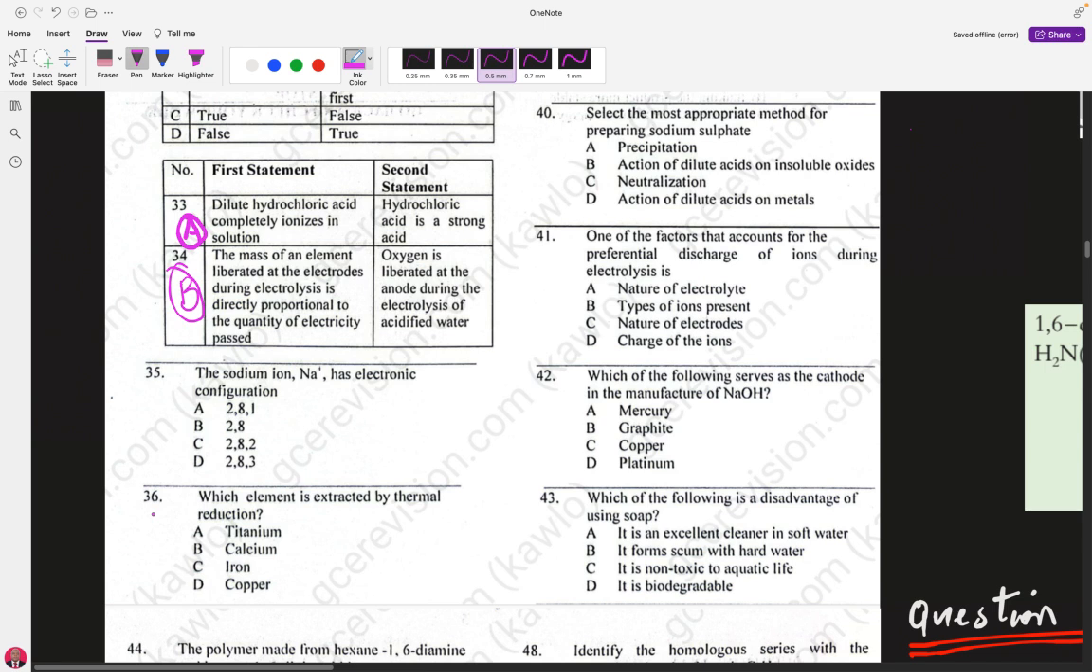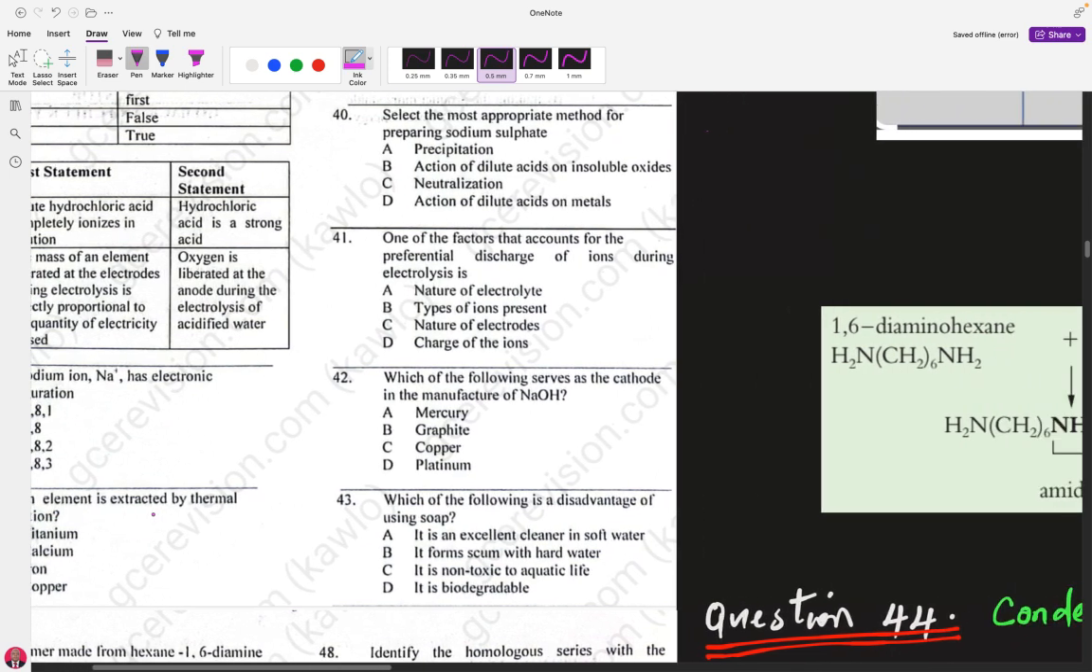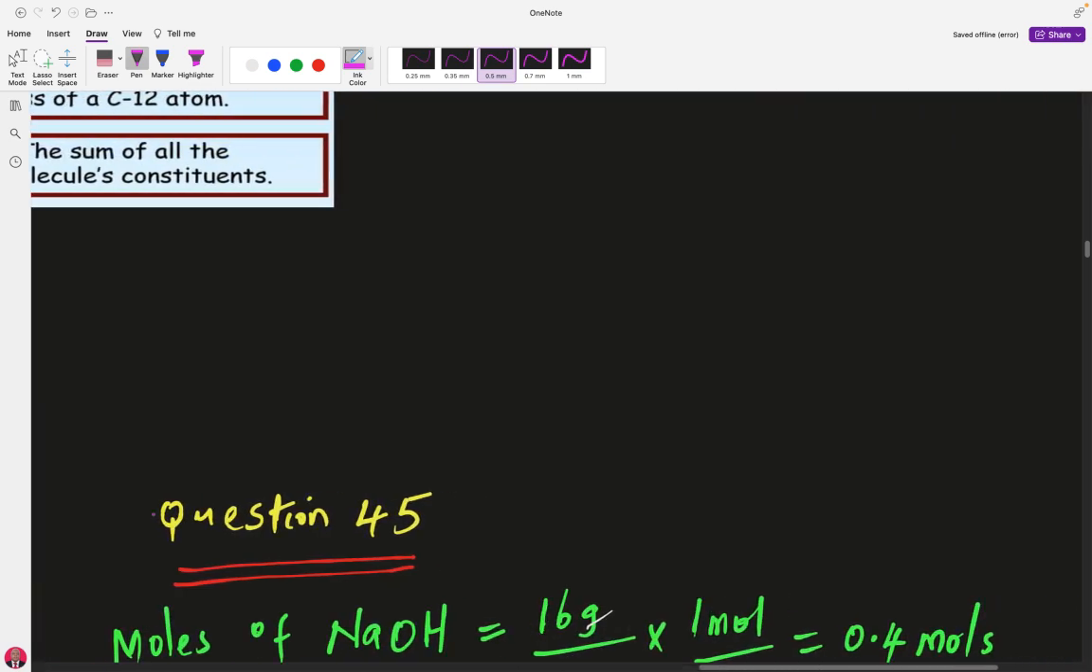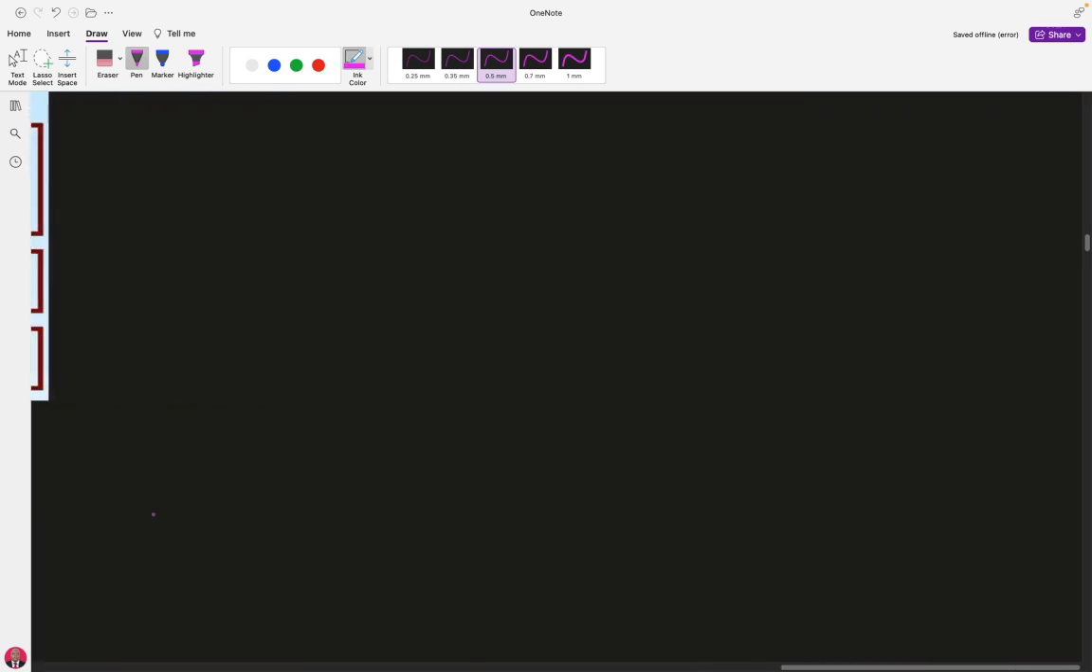Using the Bohr model, let me show it to you. The Bohr model of an atom is represented like this. We have the nucleus, which is sodium. Electrons are arranged in orbits around the nucleus. Sodium has an atomic number of 11. The first shell has 2 electrons.